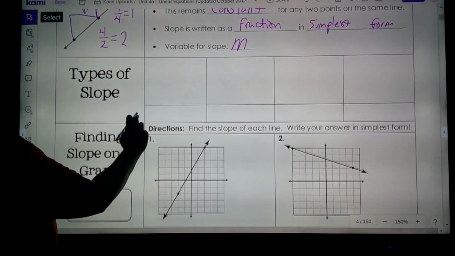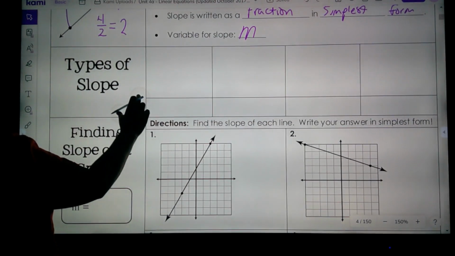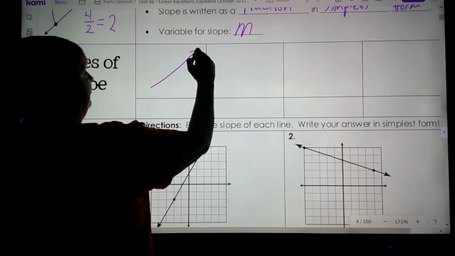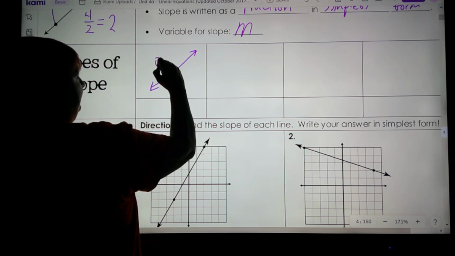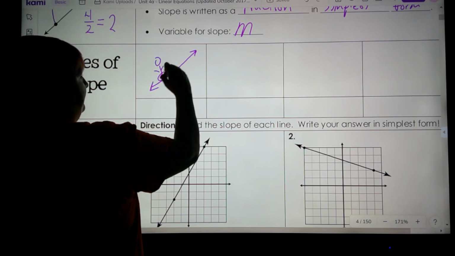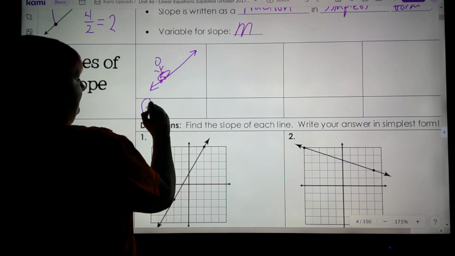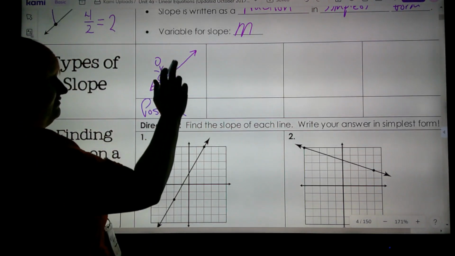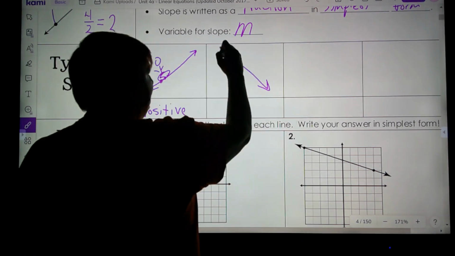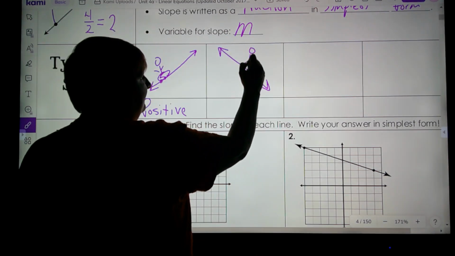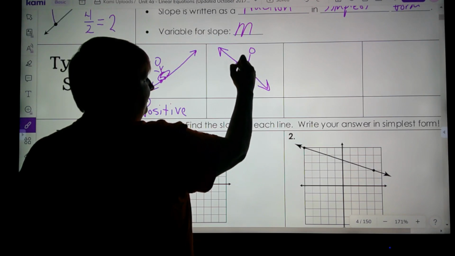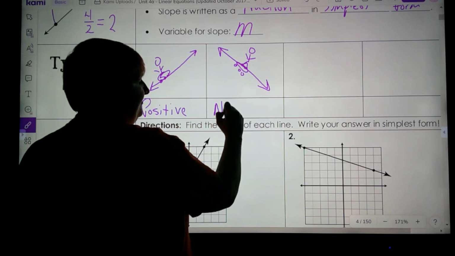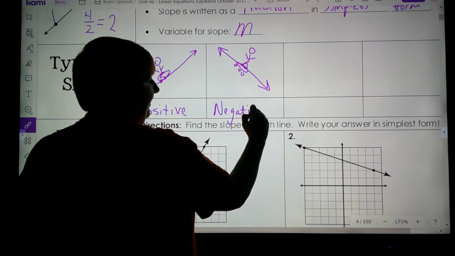All right, so there are 4 different types of slope, right? And we already talked about one. That's your positive slope. Your little man is on his little skateboard. He's going uphill. That's positive. All right, what about if it's going downhill? Your little man is on his skateboard. He's going downhill. That's a negative slope.